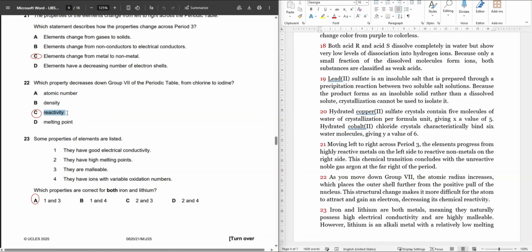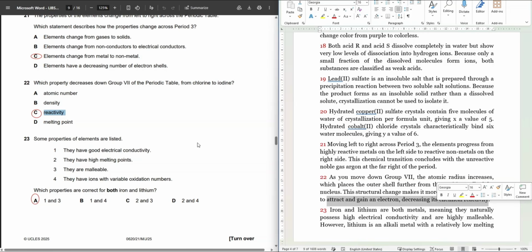The simple explanation to this is, as you move down group 7, the atomic radius increases, which places the outer shell further from the positive pull of the nucleus. This structural change makes it more difficult for the atom to attract and gain an electron, decreasing its chemical reactivity.